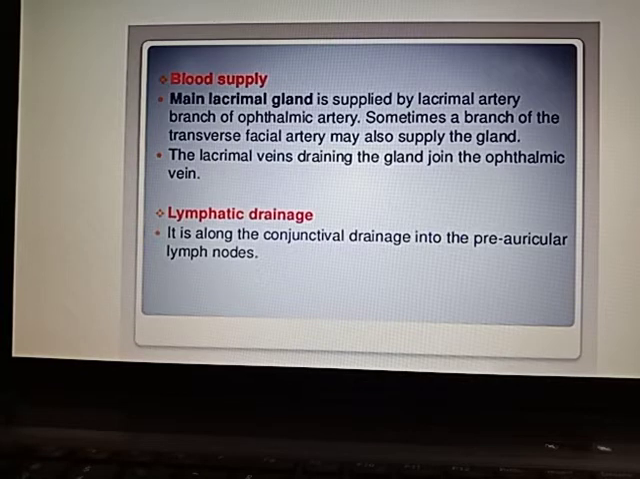The blood supply of the lacrimal gland. The main lacrimal gland is supplied by the lacrimal artery, a branch of the ophthalmic artery. Sometimes a branch of the transverse facial artery may also supply the gland. The lacrimal veins draining the gland join the ophthalmic vein. Okay.